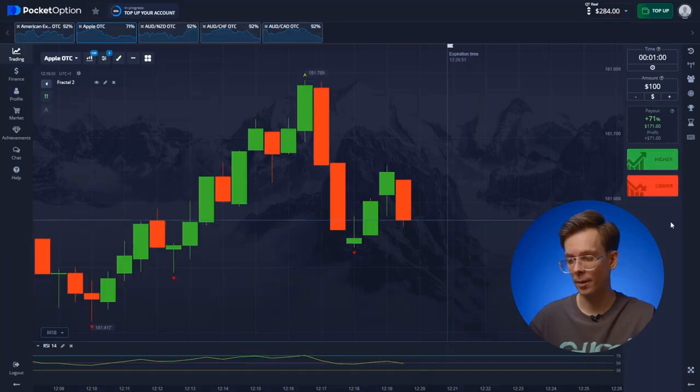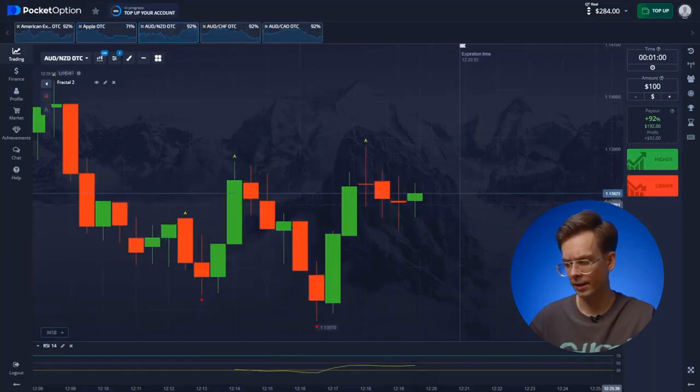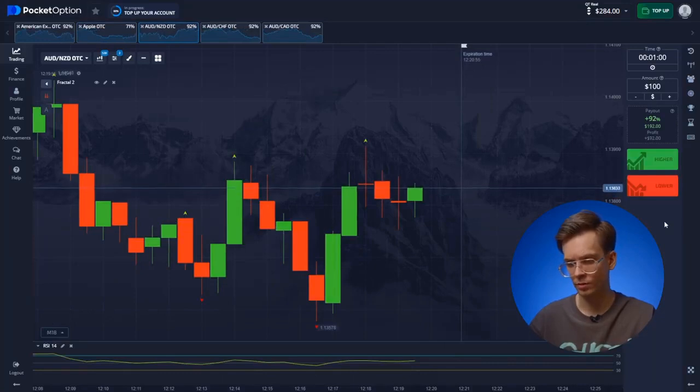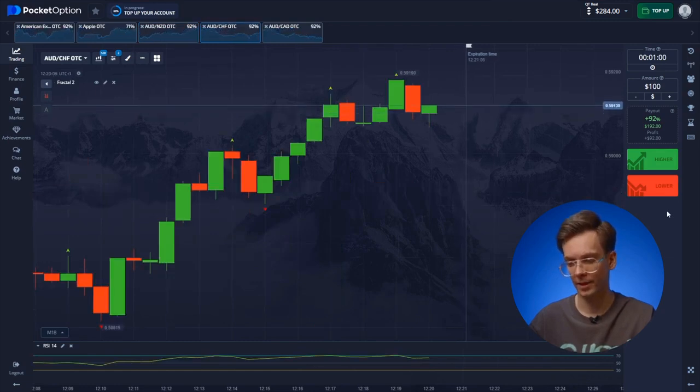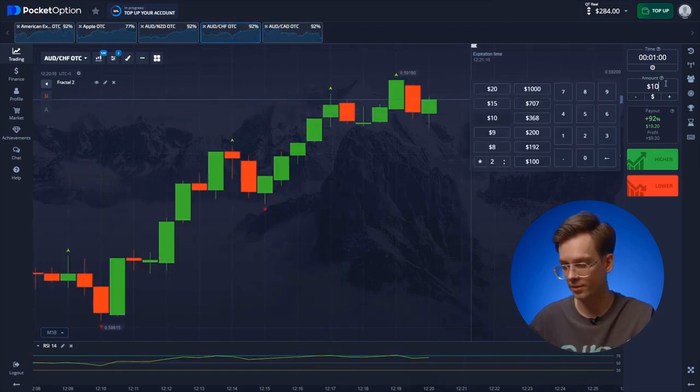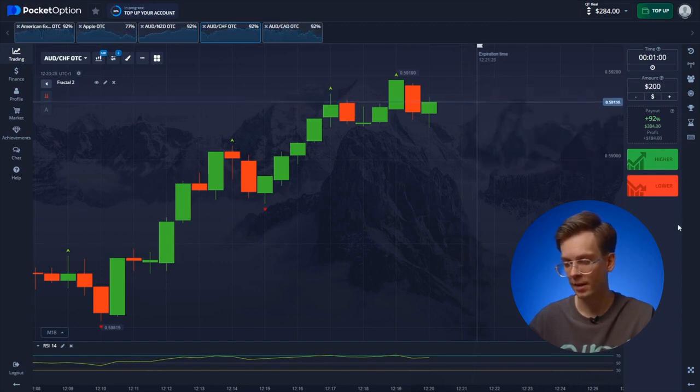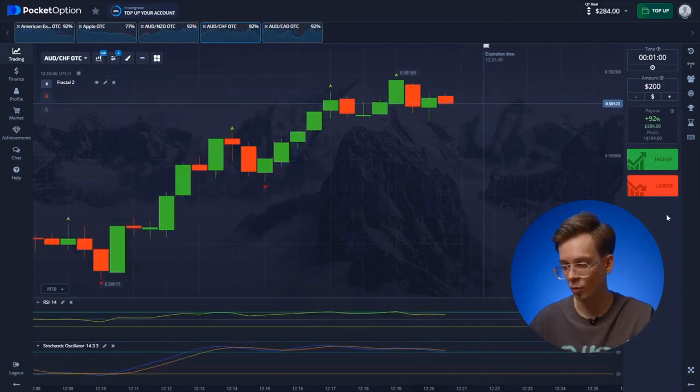Alright, the situation with Apple is iffy, I'll pass on that. Same goes for the Australian dollar and New Zealand dollar due to the same reasons. Australian dollar and Swiss franc. Now this pair's showing some clear moves. I'm raising my investment to 200. Also, I'm adding the stochastic oscillator and going short.